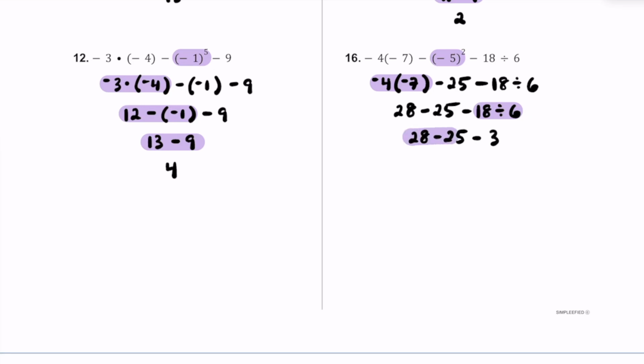Now we have two subtraction problems. We go left to right. 28 minus 25 is going to be 3. And finally, we just have 3 minus 3. So this final answer here is just going to equal 0.